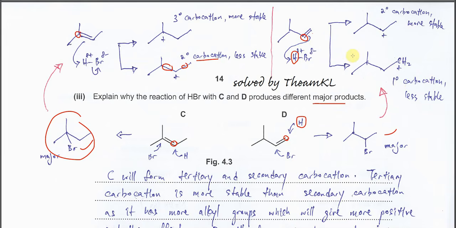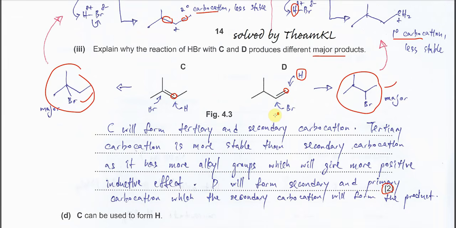I hope you understand and you can see. So the secondary carbocation that forms is more stable than the primary one here. Therefore, for D, this intermediate forms the major product, which means the bromide will add to this carbocation, form a new bond with this carbocation and form this major product. This is why C and D have different major products.